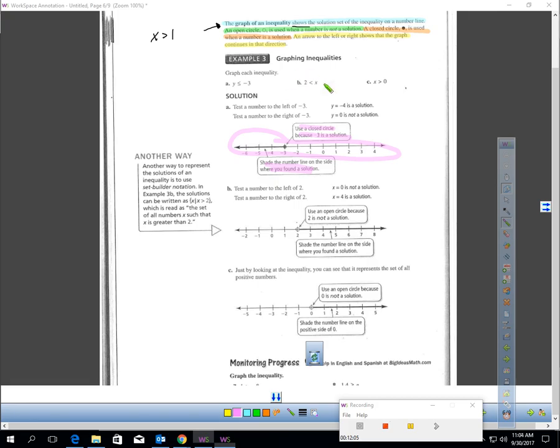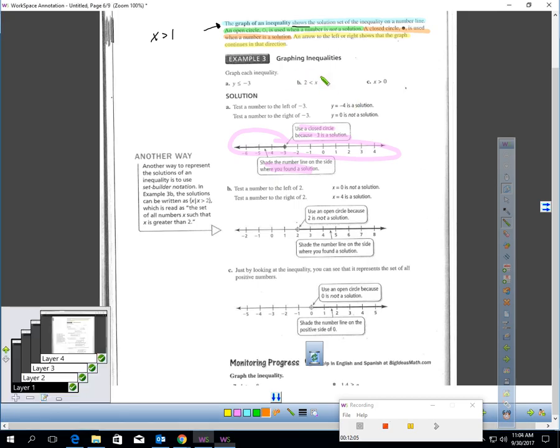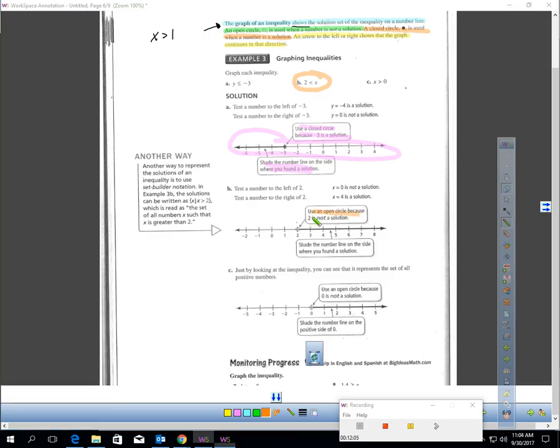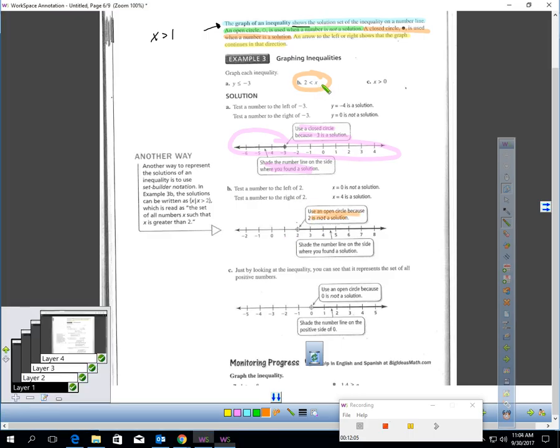Now let's go to the second one. 2 less than x. We have an open circle at 2 because we can't plug in 2. 2 is not less than 2. That's not true. So open circle at 2. I want 2 less than these numbers. So if 2 is smaller, the other numbers have to be bigger. So I'm shading right of that on my number line. And you can see the picture of that for this one here.